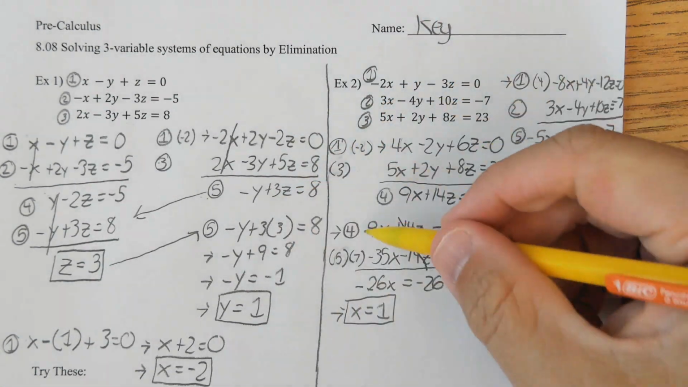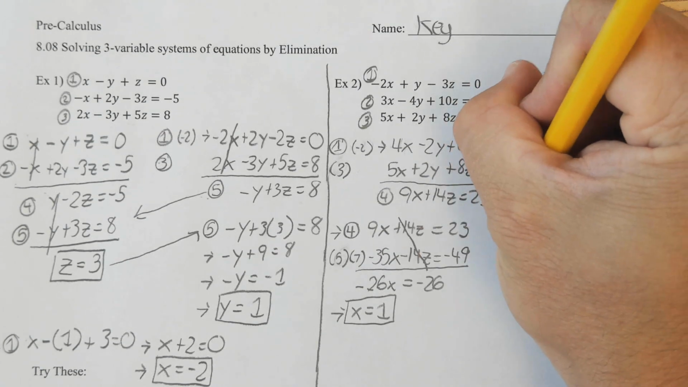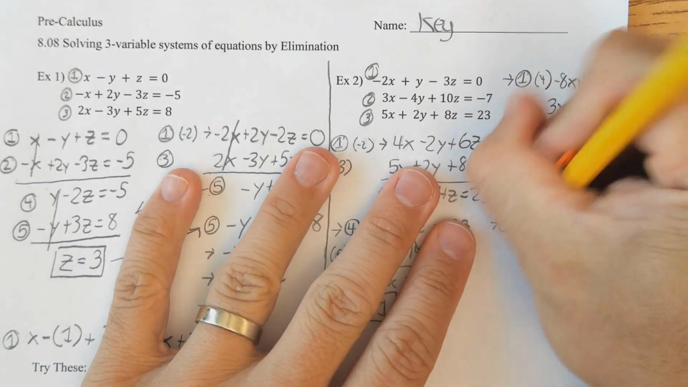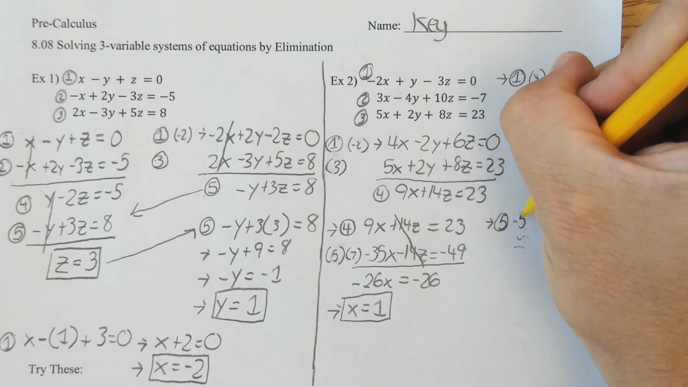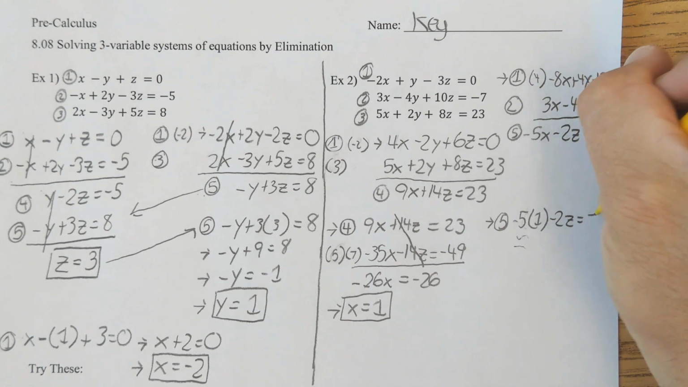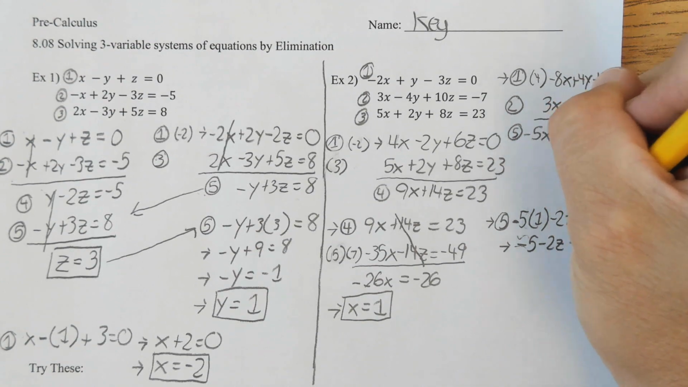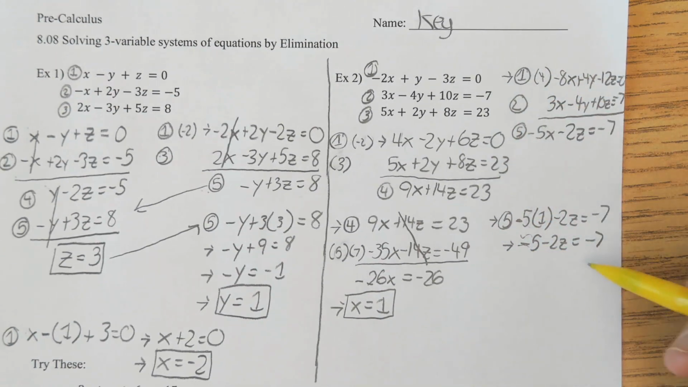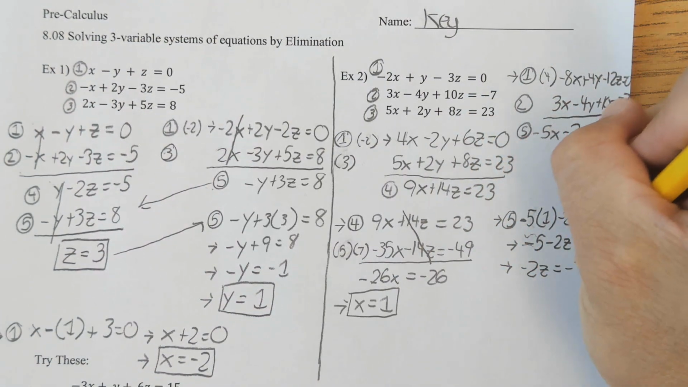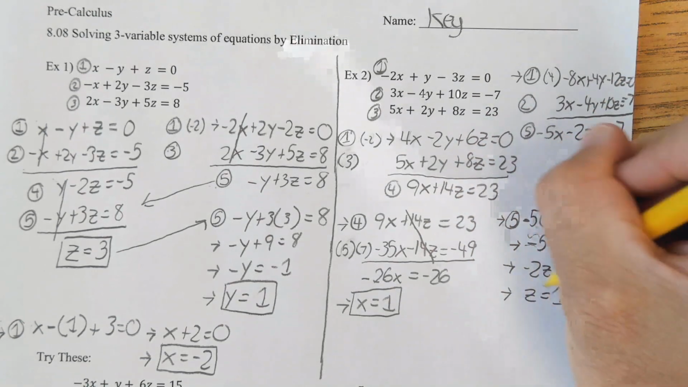So now we're going to go back over here and use one of our equations, 4 or 5. I'm going to use equation 5 up here. And wherever there's an x, I'm going to plug in a 1 for it, so I get negative 5 times 1 minus 2z equals a negative 7. So that gives me a negative 5 minus 2z equals a negative 7. I'm going to go ahead and add the 5. And so that's going to give me 2z equals a negative 2. And so we find out then that z also equals 1.